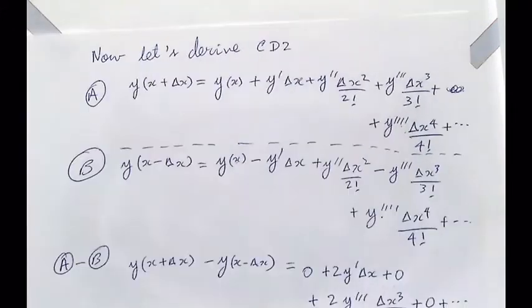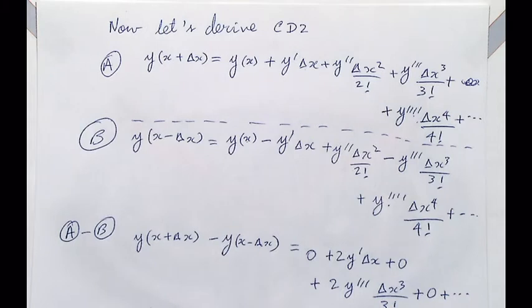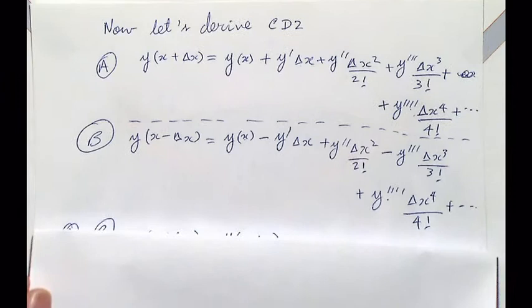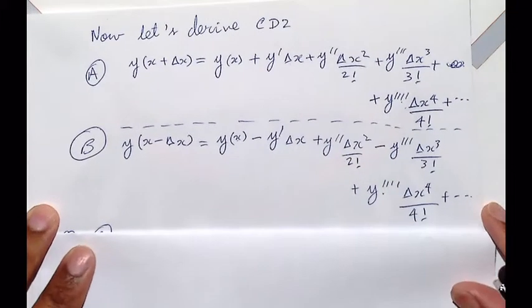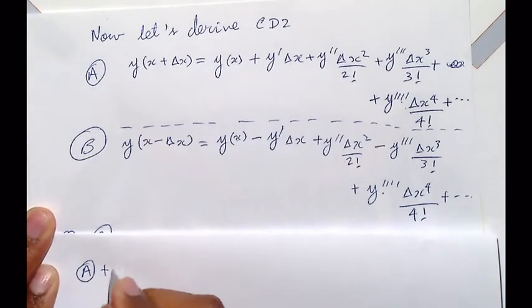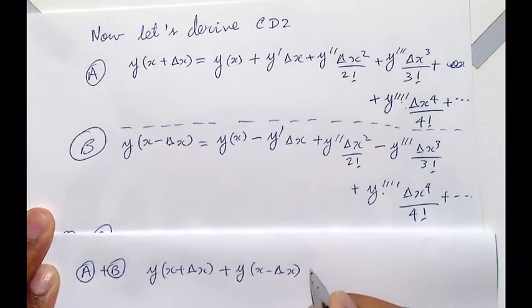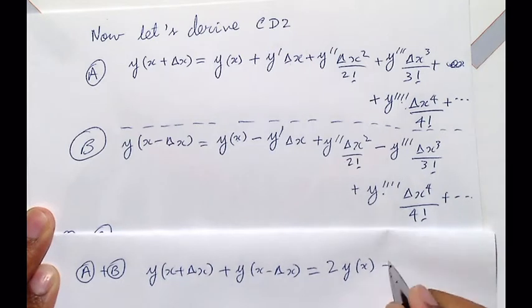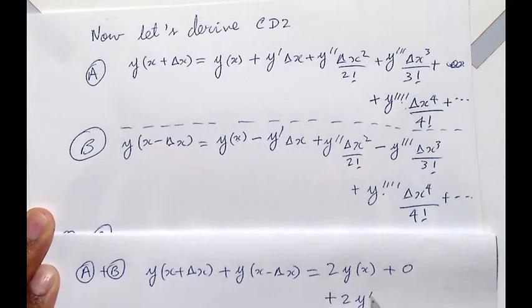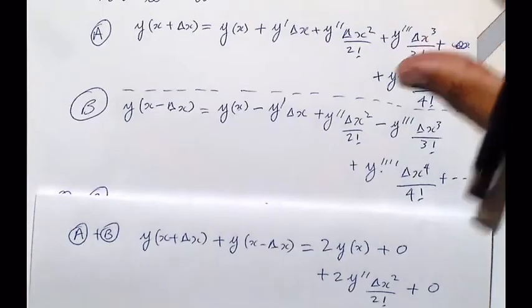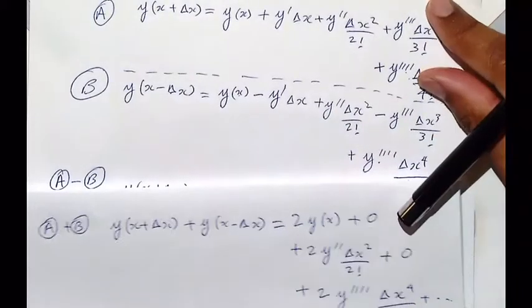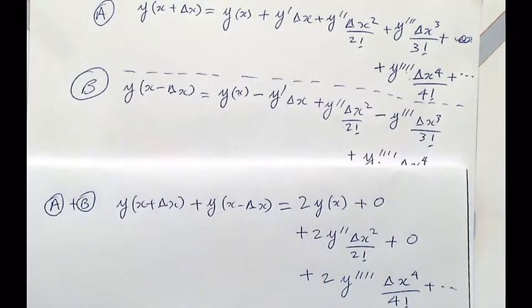I don't want to rewrite the whole thing, so let me do this. If we do A plus B, we get y(x plus delta x) plus y(x minus delta x) equals 2y(x) plus 0 plus 2y double prime delta x squared over 2 factorial plus 0 plus 2, and so on. That basically gives you the gist of it. I basically added the 2 terms.